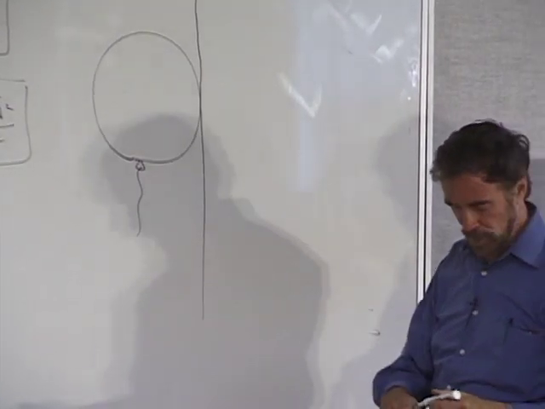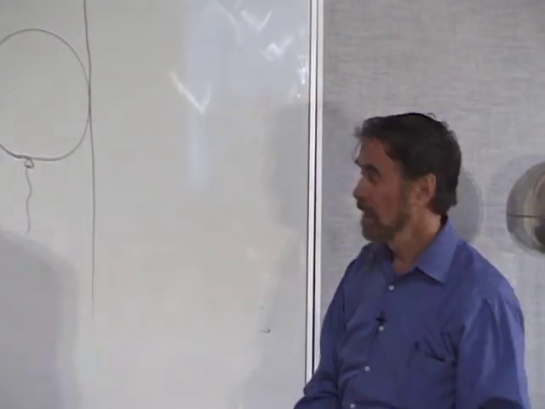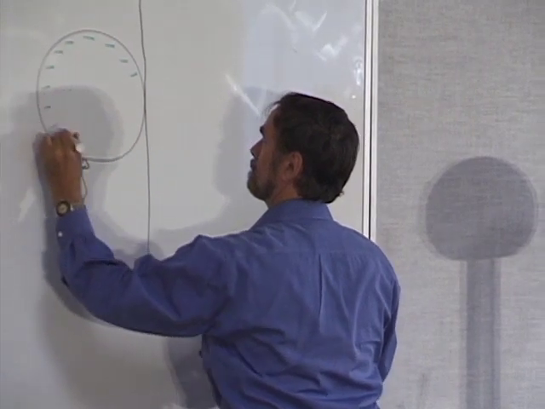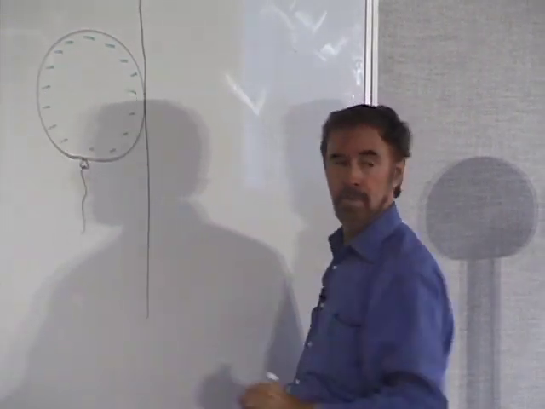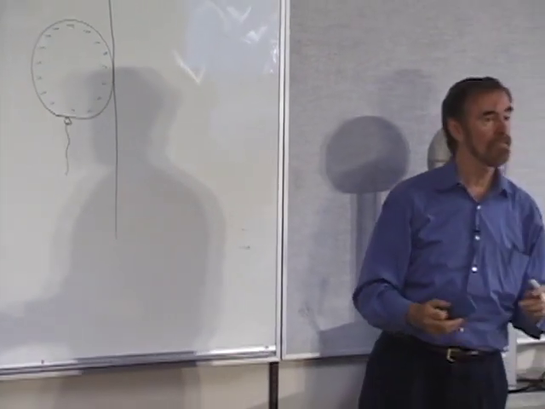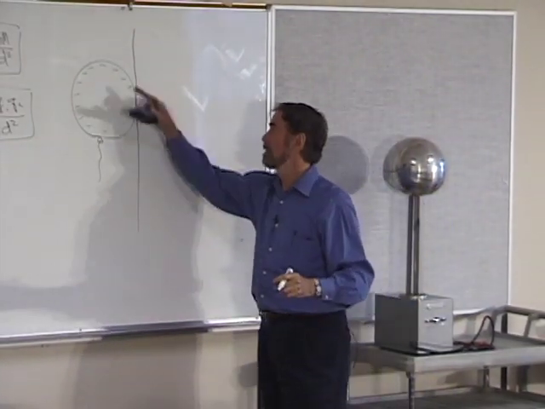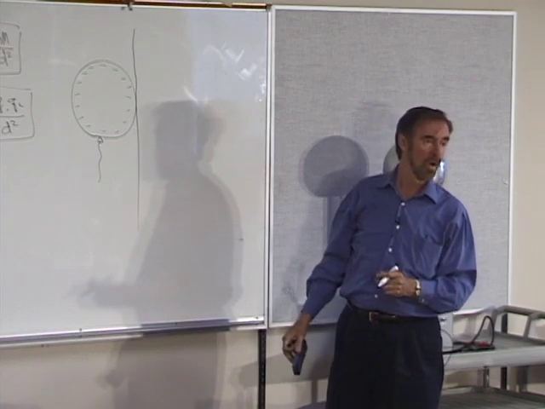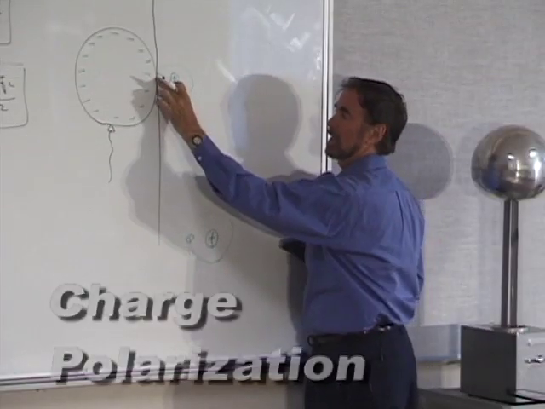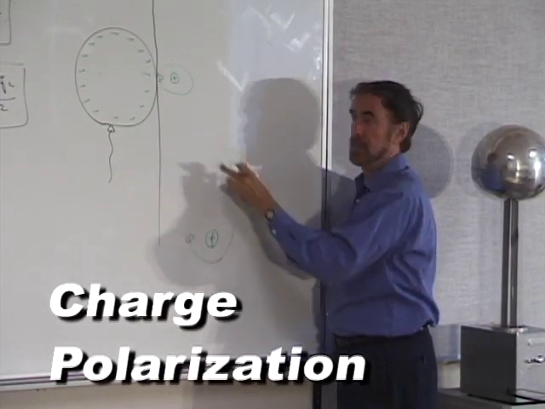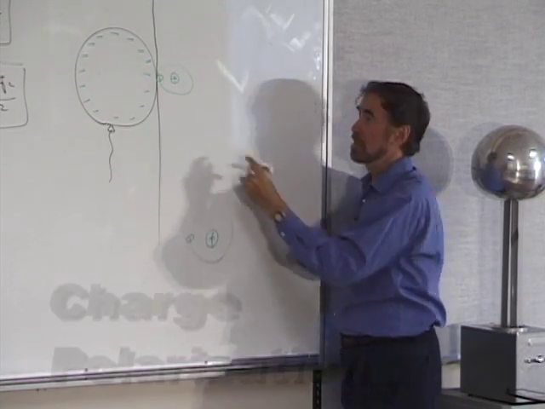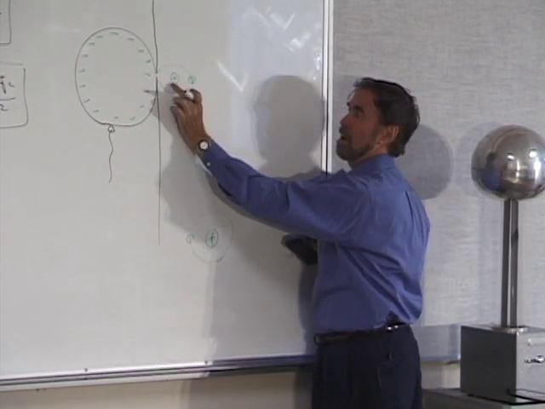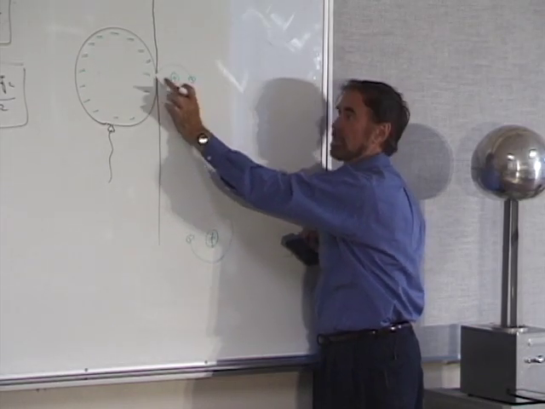There's my balloon, and my balloon sticks to the wall. But I've charged the balloon up. I rubbed it against my hair, and I rubbed electrons off my hair onto the balloon. Now the balloon is negative. Now I have over here, let's say, a wooden wall. Ooh, what's the electron going to do? Stay over this way more often or stay over here more often? It's going to be pushed over here. So now what I have is the positive closer to the balloon than the negative.